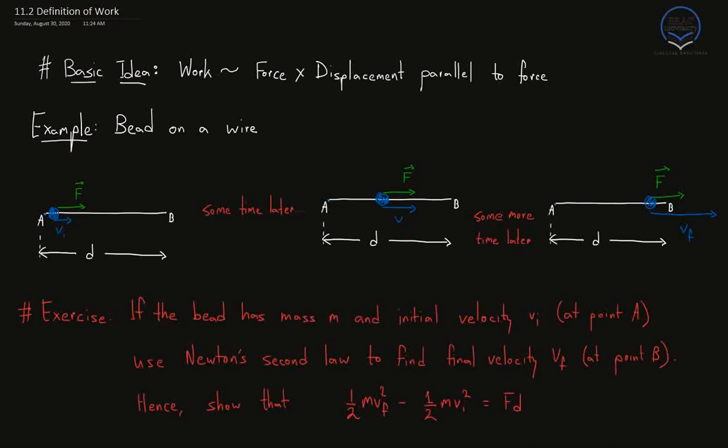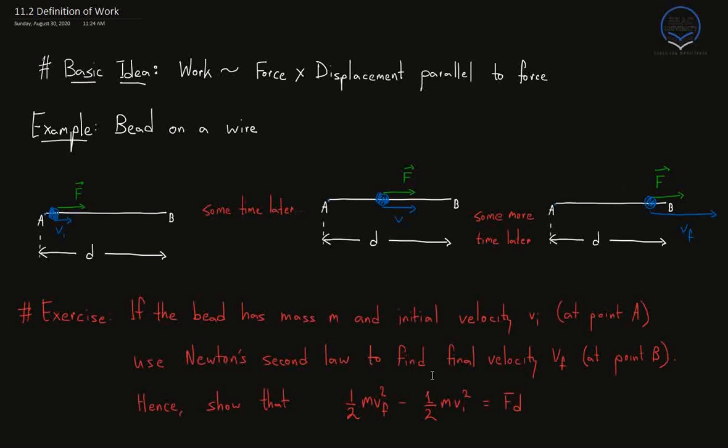At this point, I would like to recommend an exercise. You can show that if the bead has a mass of m, and let's say its initial velocity was vi at point A, we can imagine that if you apply a force in this rightwards direction, the velocity is going to change. Since the velocity vector is pointed towards the right, the velocity will keep increasing. So you see some time later the velocity increases if you have the force acting in this direction, and some more time later this force causes even further increase in velocity.